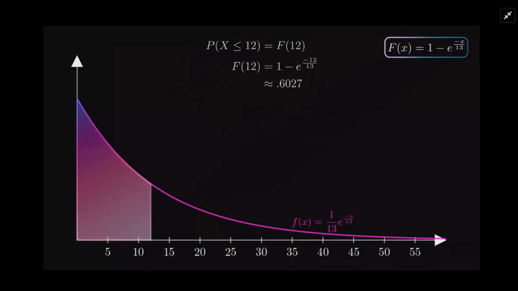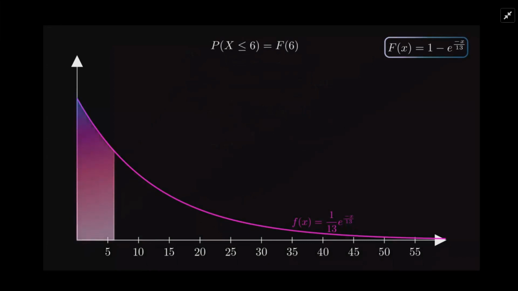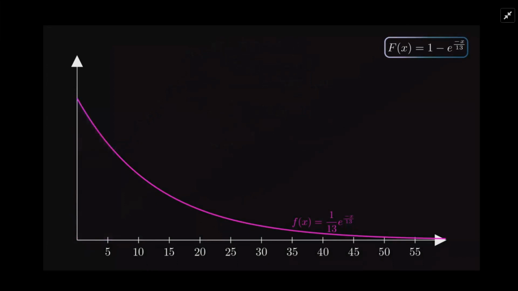Okay, next one, very similar. Probability that x is less than 6. Plug in 6 to the CDF. It's the area there from 0 to 6. Of course, we expect it to be less than the previous one. All right. Again, it's calculation. There's your probability.